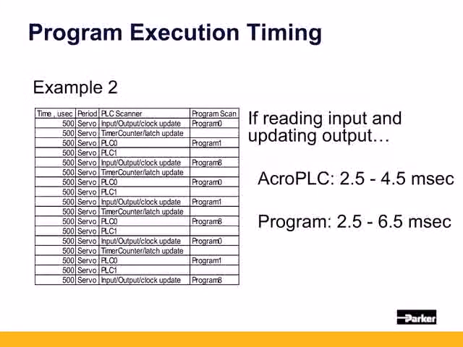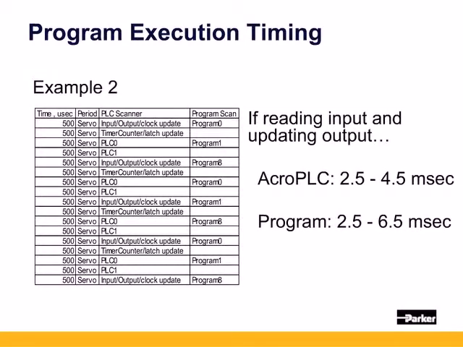That was a fairly simple example. Here's our timing chart for the example with 3 programs and 2 AcroPLCs. The PLC scanner has the I/O clock update, then the timer counter latch update, and the 2 AcroPLCs all being done in the background. In the foreground, the programs 0, 1, and 8 all get their 1 millisecond time slice.